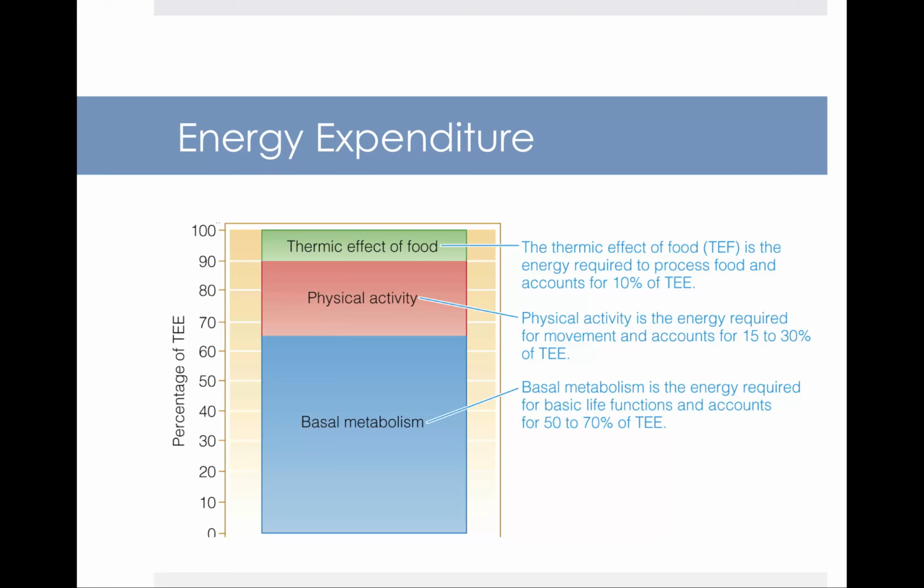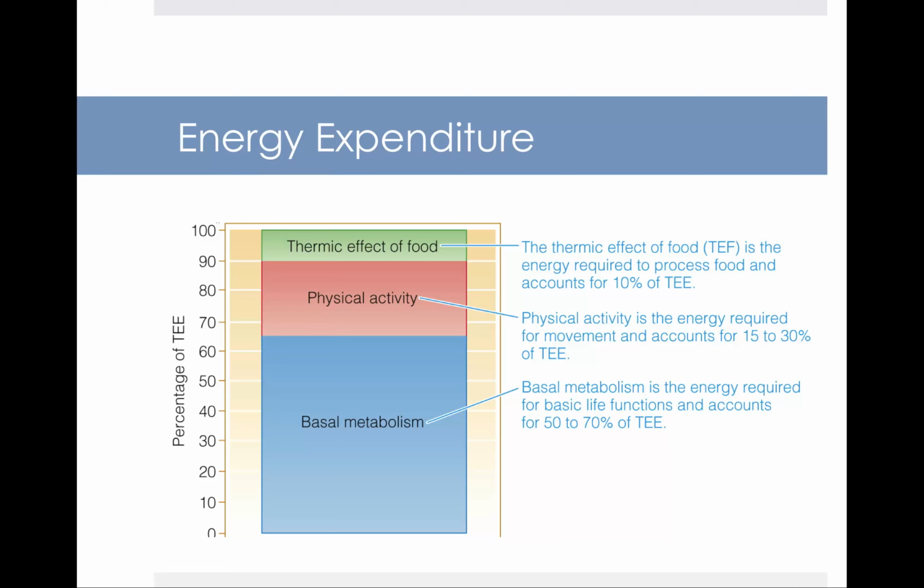Somewhere between 50 and 70% of your total energy expenditure is made up of basal metabolism. It's the basic stuff you need to do to keep yourself alive. You actually burn calories doing that. Now further up the scale, you've got physical activity. This is the energy required for movement, and it accounts for anywhere between 15 to 30% of total energy expenditure. Of course, that can vary depending upon whether you exercise more or less.